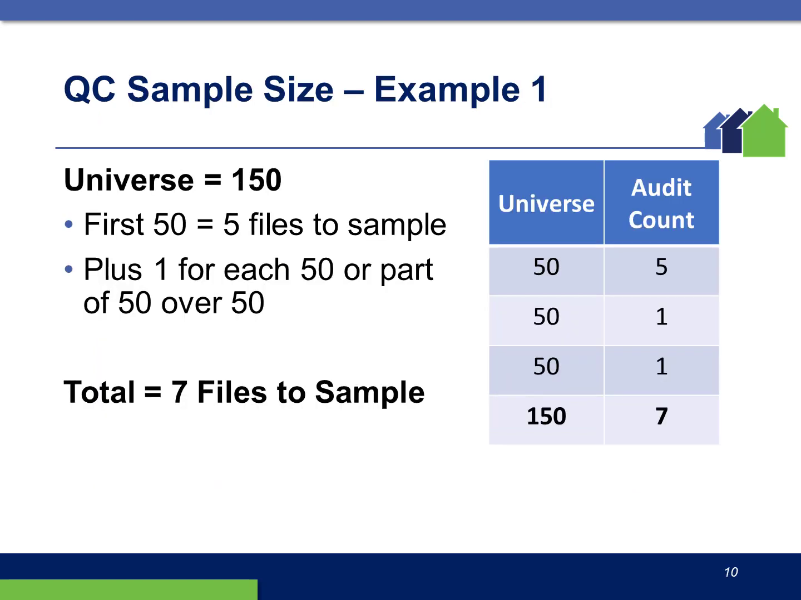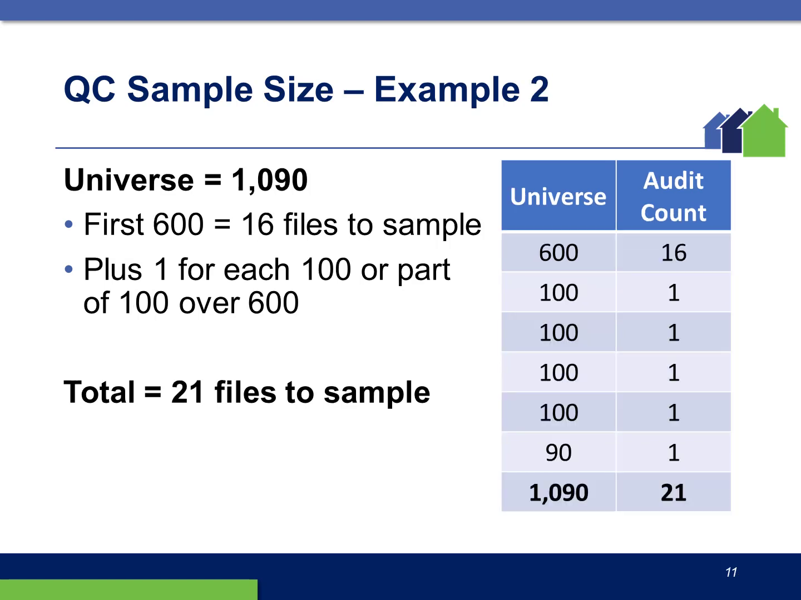Here is an example of QC sample size for a universe of 150. In this instance, for the first 50 in the universe, the PHA would need to sample 5 files. Then the PHA would include 1 file for each 50 or part of 50. So for the remaining 100 in the universe, the PHA would select 2 files. For a universe of 150, a PHA would need to pull 7 files to sample.